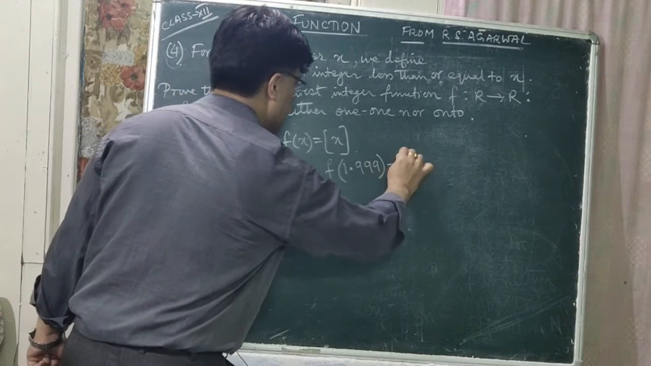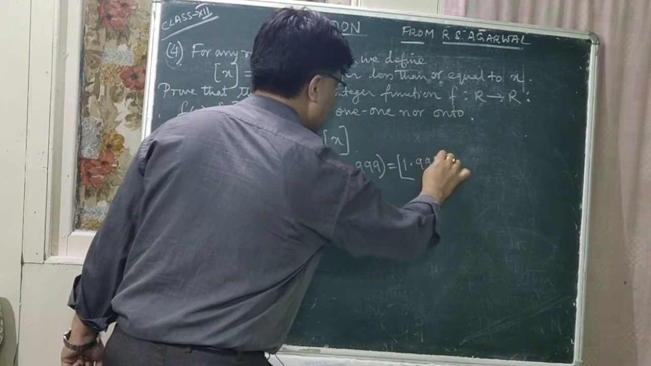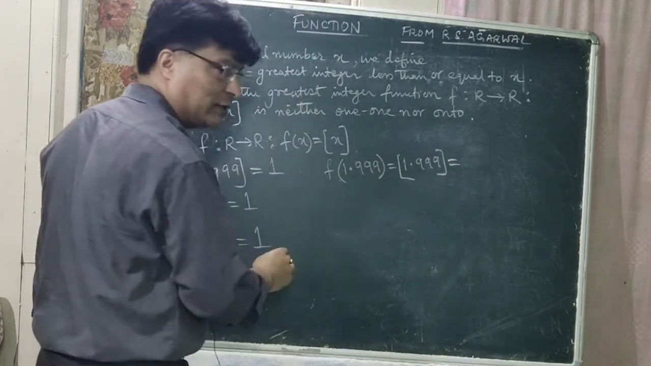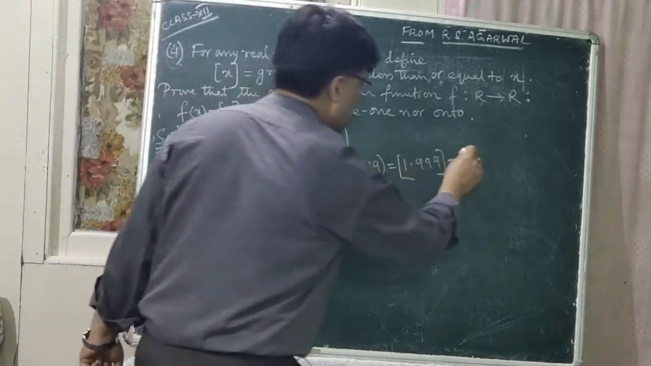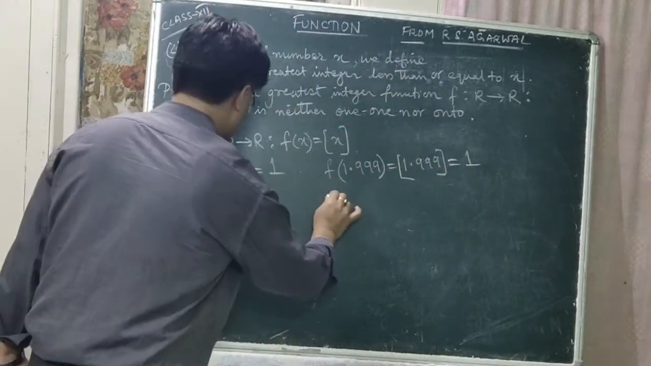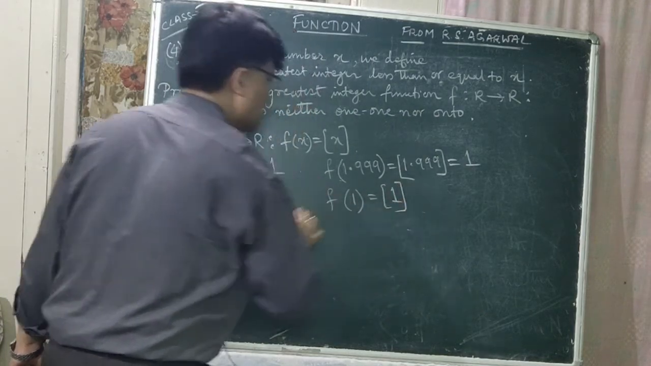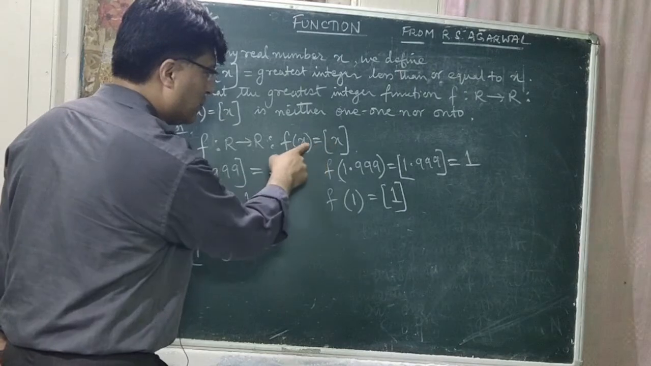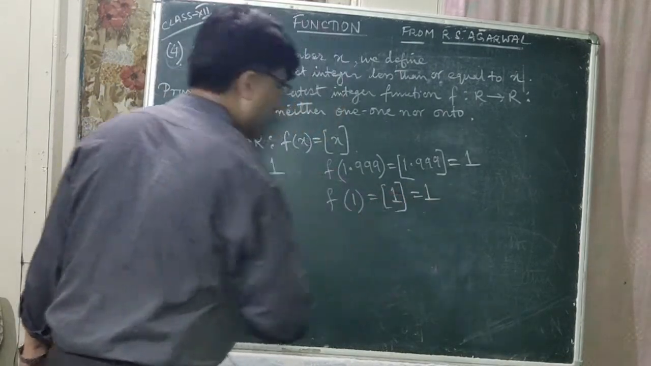1.999, which is equal to, within third bracket, 1.999. It means by definition the greatest integer which is less than 1.999. What is it? This is 1. Again, f of 1 is equal to, within third bracket, you can put x is equal to 1 here. Within third bracket, this is 1, which is also 1, right?